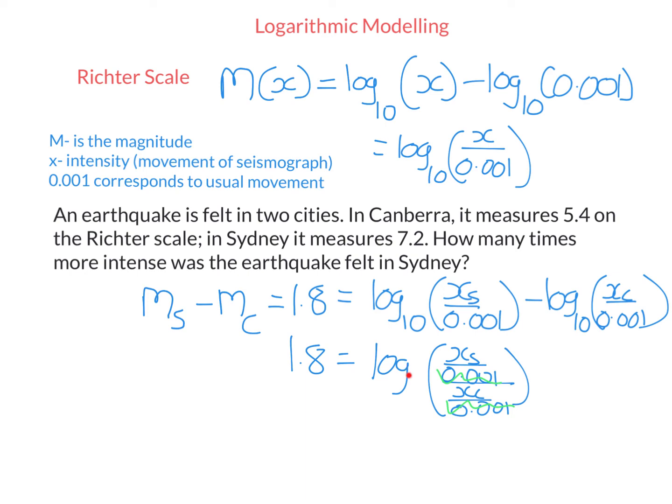So if I want to get rid of the log, the way you undo log base 10 is raising 10 to the power. So what I have is 10 to the power of 1.8. And getting rid of the logs, I'm just left with xs over xc. So what that means is the ratio of the intensity here is 10 to the power of 1.8. So 10 to the power of 1.8 approximately equals 63.1, and that means the intensity in Sydney was about 63.1 times what it was in Canberra.